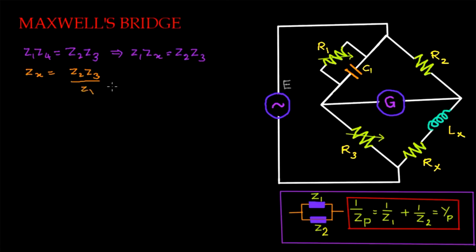So we know that 1 by impedance is equal to admittance. Here we have the term 1 by Z1, so we can represent it using admittance. We can rewrite it as Z2 Z3 Y1, because 1 by Z1 is equal to Y1, and this Y1 is the admittance.